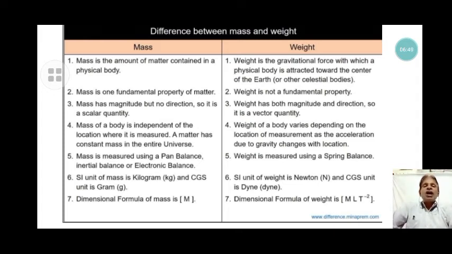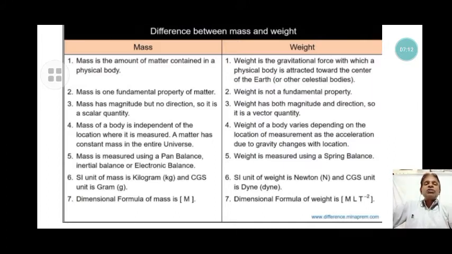Now, mass is measured using a pan balance, inertial balance, or electronic balance. But weight is measured by a spring balance. Weight is measured by a spring balance, and mass is measured by a beam balance, that is known as a pan balance also, or an inertial balance.